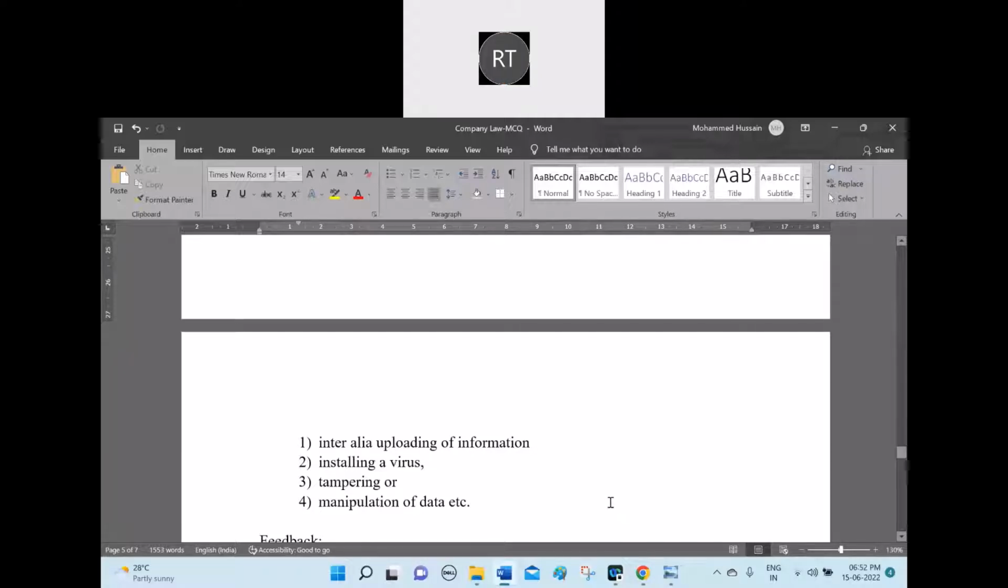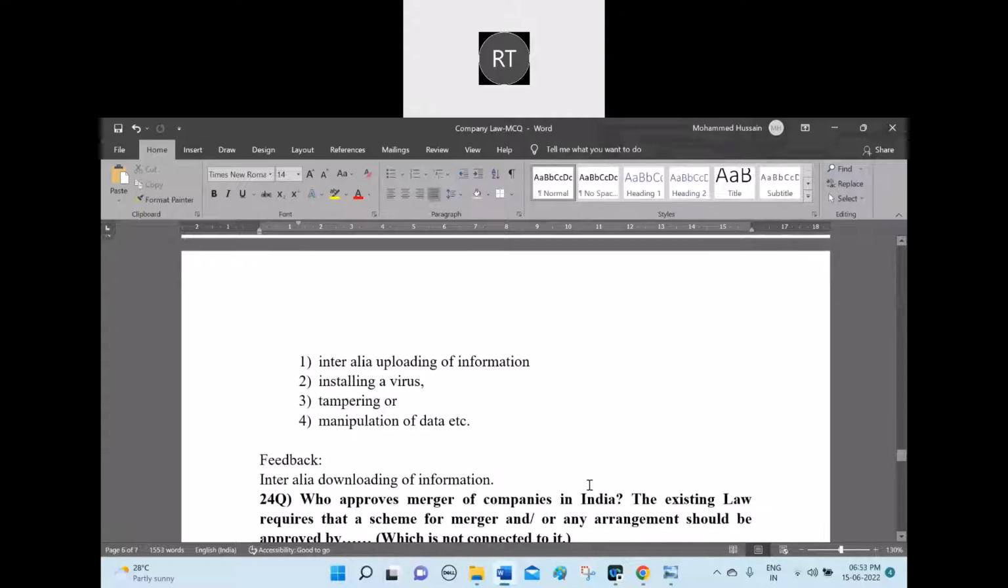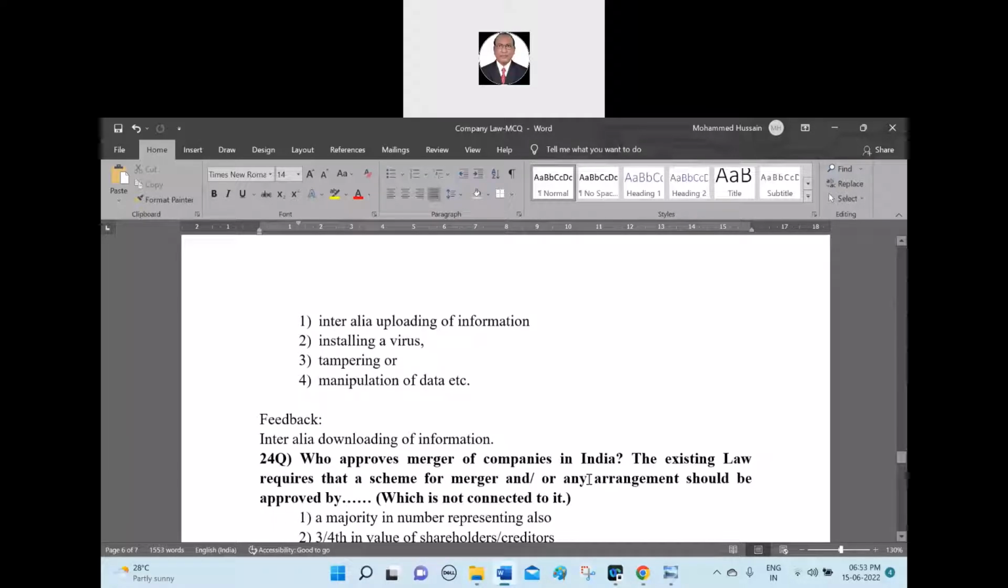I agreed with your answer. I accepted your answer. But what wording did I change there? You tell me. Manipulating information maybe. No. Downloading. Inter alia downloading of information. It is not uploading of information, it is downloading the information, and hence that is not connected with that one.